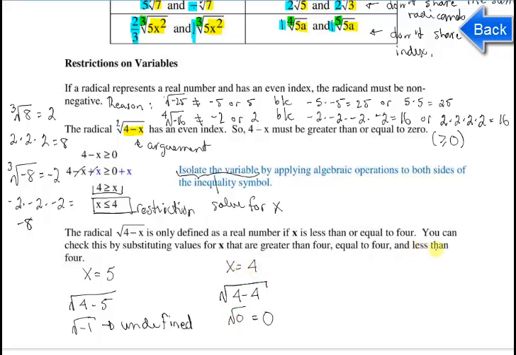Let's try a number where x is less than 4. So I'm going to plug in 3. Actually, let's plug in 0 because 0 is a nicer number. And we're going to get 4 minus 0, and 4 minus 0 is 4, and the square root of 4 is 2. And so it looks like we can definitely get the square root if we put in a number which is less than 4. Okay? So this restriction tells you that your number can be equal to 4 and can be less than 4. It just can't be greater than 4.